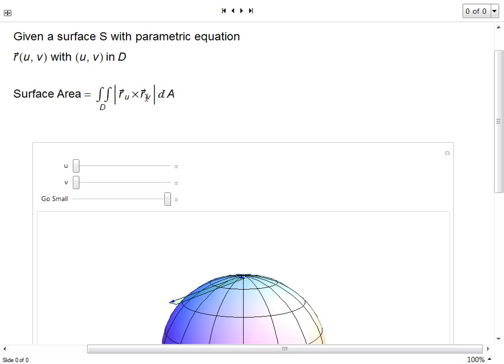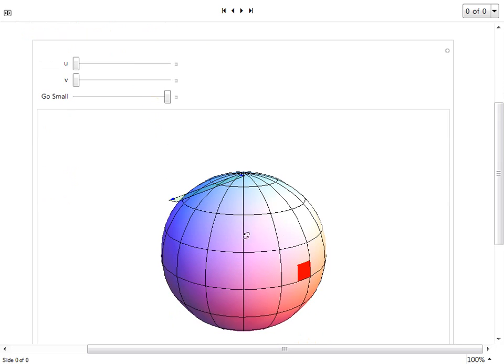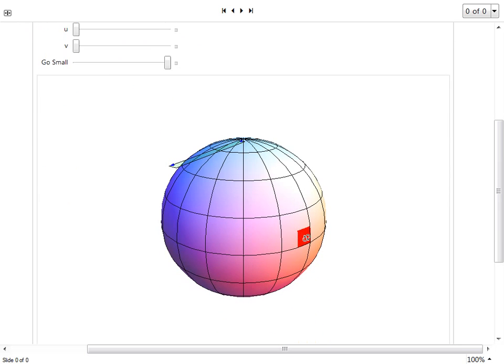What is this? The magnitude of the cross product. Do you remember what the magnitude of the cross product of two vectors gives you? The area of the parallelogram spanned by the two vectors, right? So check this out. Let's say I'm trying to find the area of just that little piece of the sphere. So what I'm going to do is grab my u and move it around here. Now, grab my v and slide it around here.